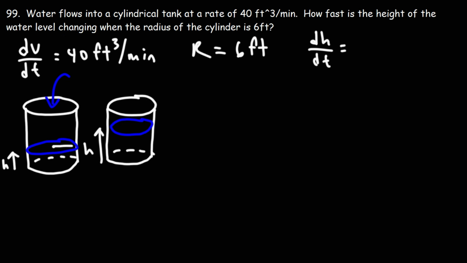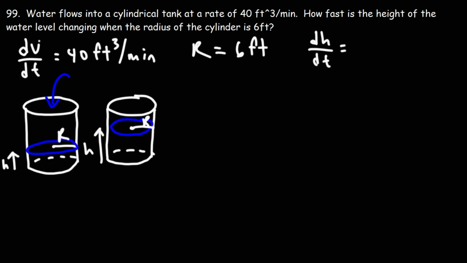But now notice the radius of the water in this cylinder. It's not going to change as we add water to it. The radius is going to stay constant because the shape of the cylinder remains constant. As a result, dr/dt is 0. r is treated as a constant.